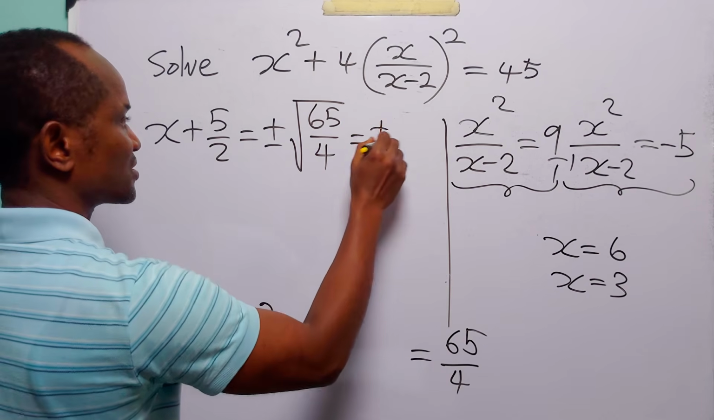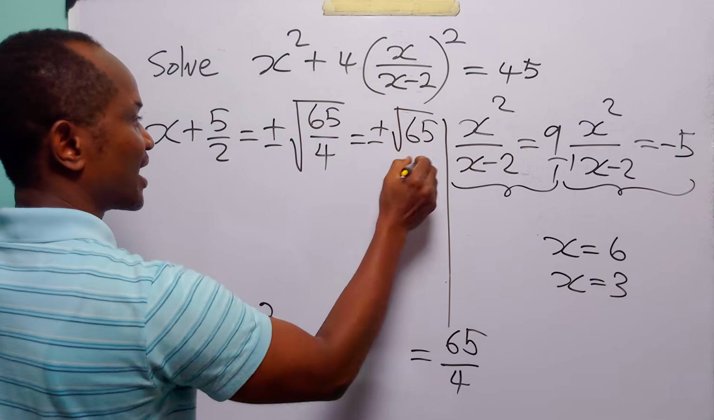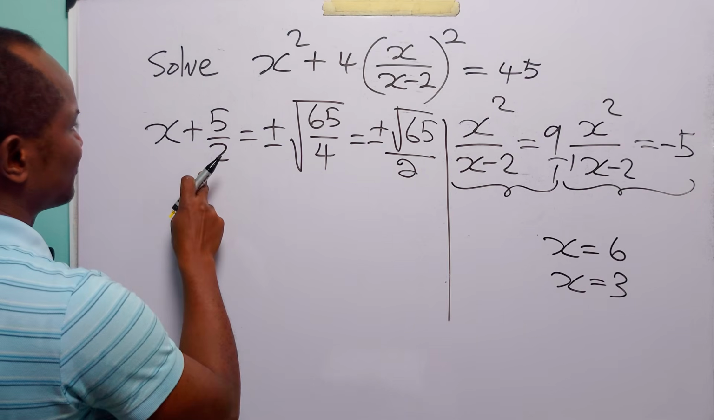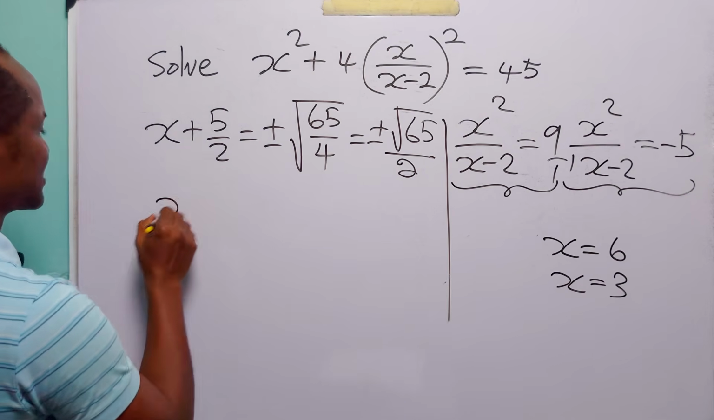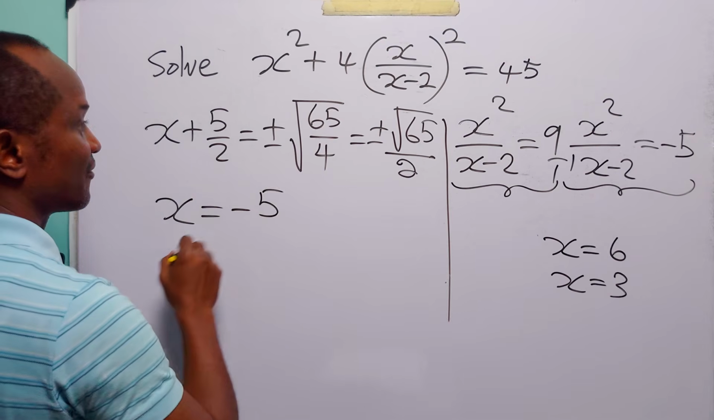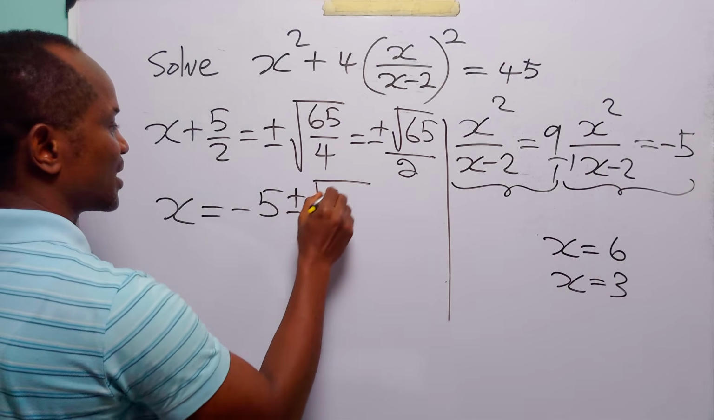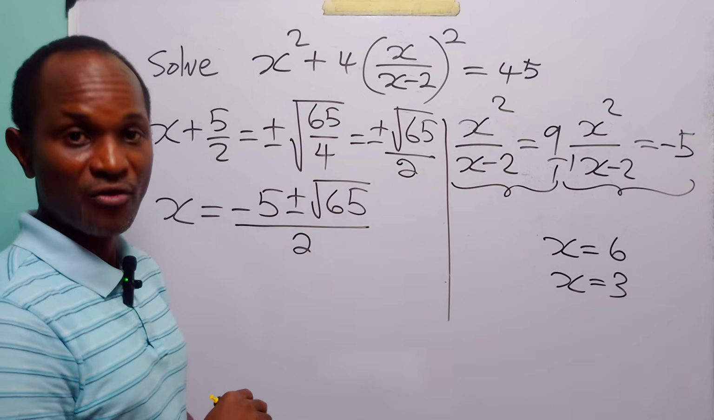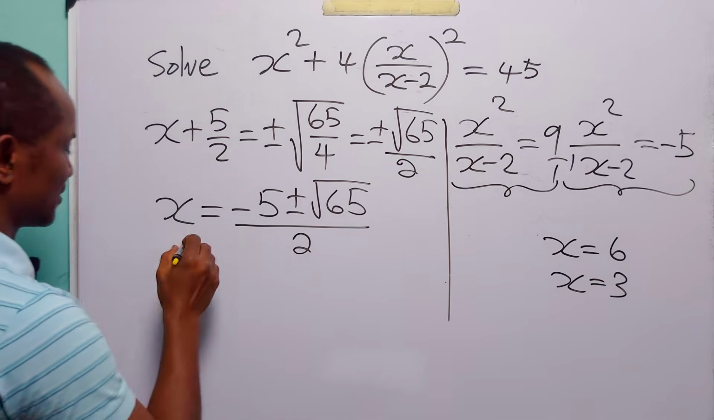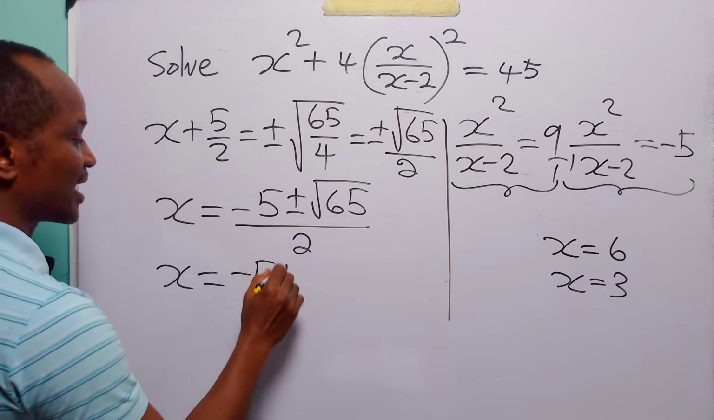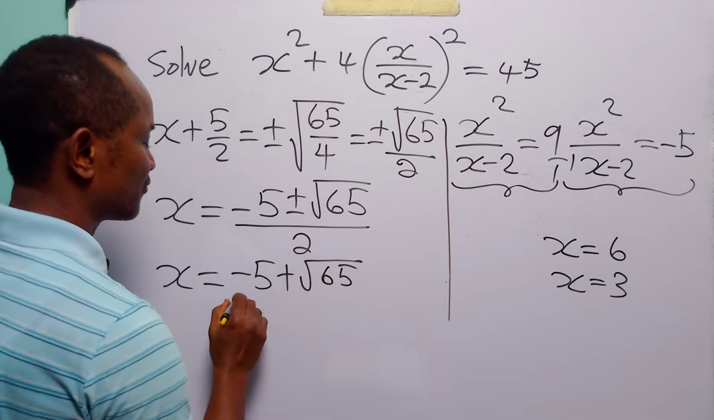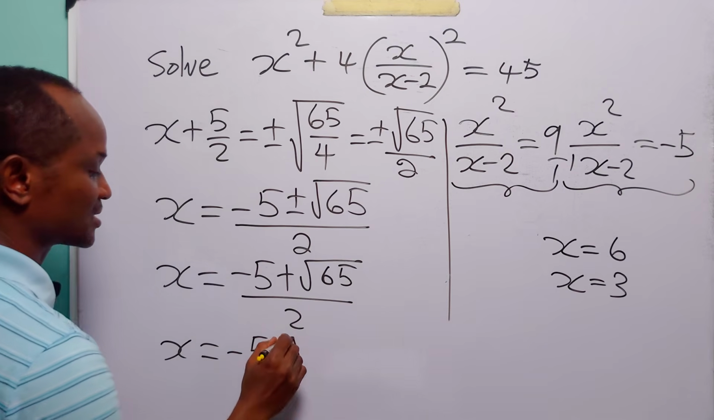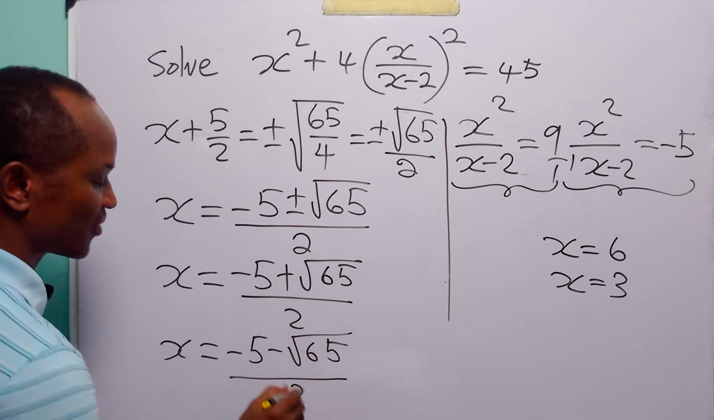Of course, this is equal to plus or minus the square root of 65 over the square root of 4, which is equal to 2. Now, subtracting 5 over 2 from both sides of this equation, we have that x is equal to minus 5 plus or minus the square root of 65 divided by 2. So we have two more values of x that satisfy this equation. They are minus 5 plus root 65 over 2 and minus 5 minus root 65 over 2.